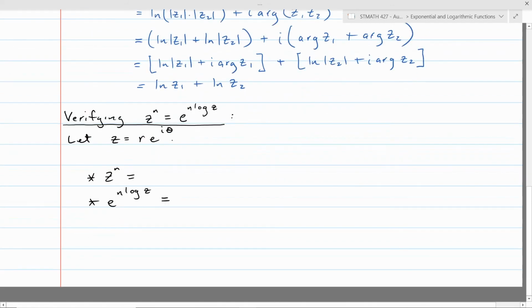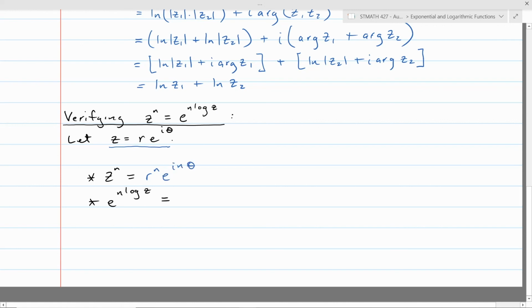If we wanted to verify the next property, it's actually a little easier to just show that both sides reduce to the same value. So if we started with z equals r e to the i theta, I could look at z to the n. Well, z to the n is just r to the n, e to the i n theta.